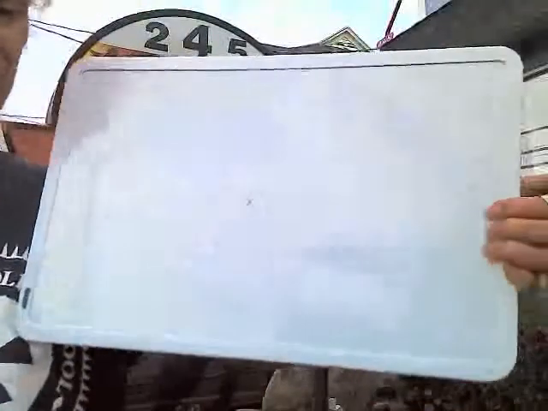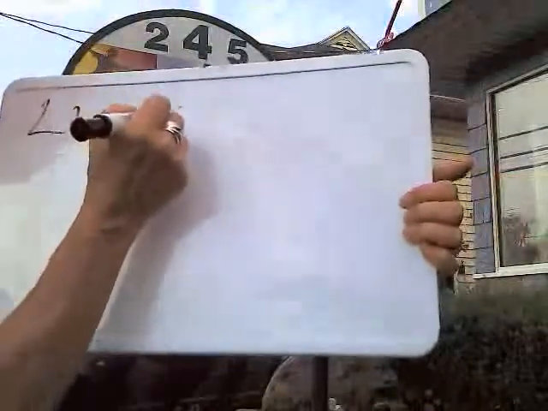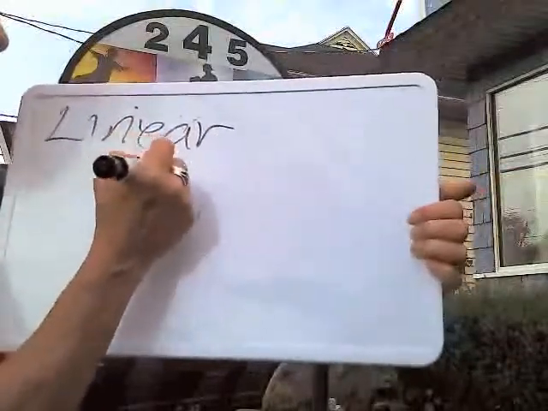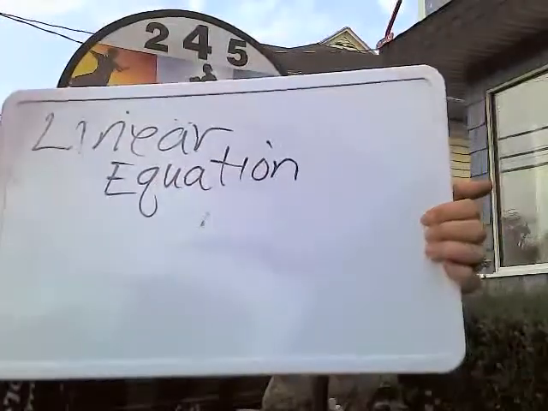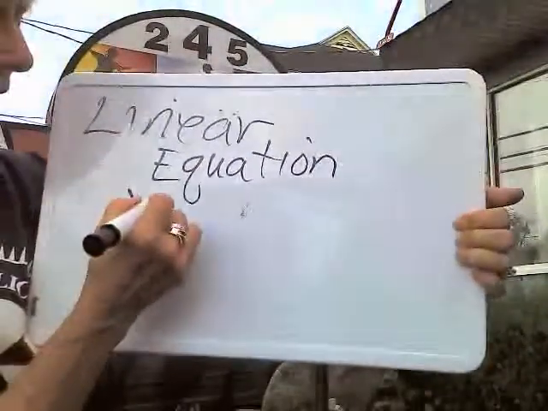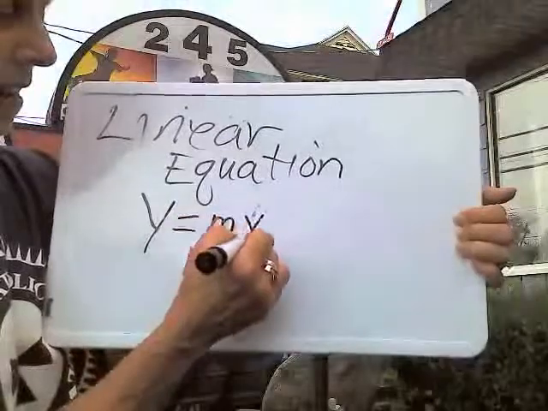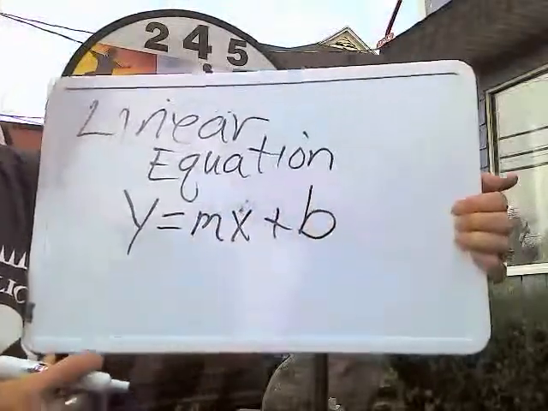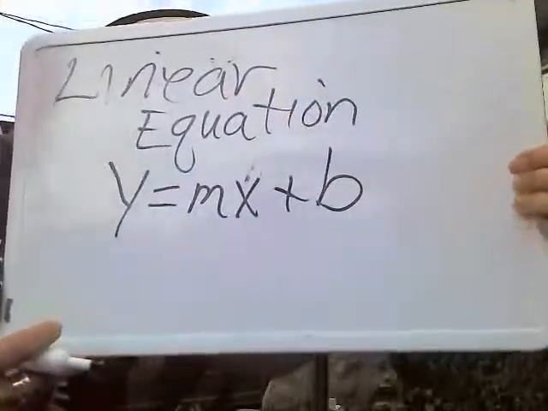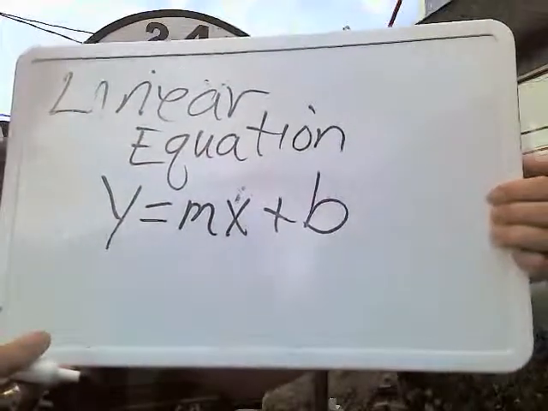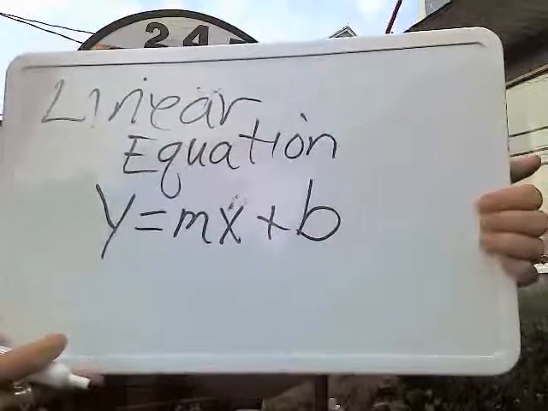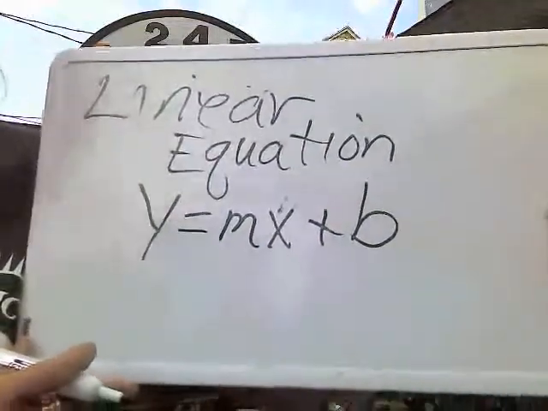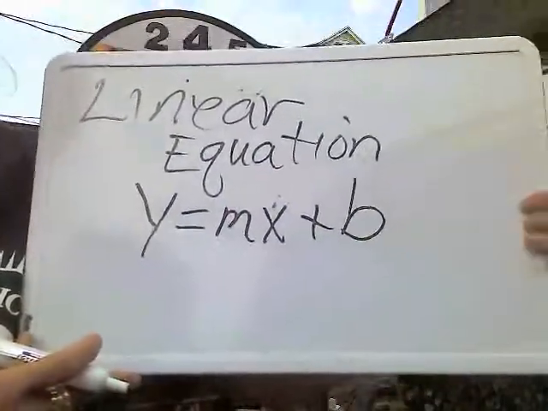We're going to be talking about linear equations today. A linear equation is a special equation that looks like this: y equals mx plus b. If I were to graph the points that this would make on a graph and then connect them, I would get a line. That's why it's called a linear equation.